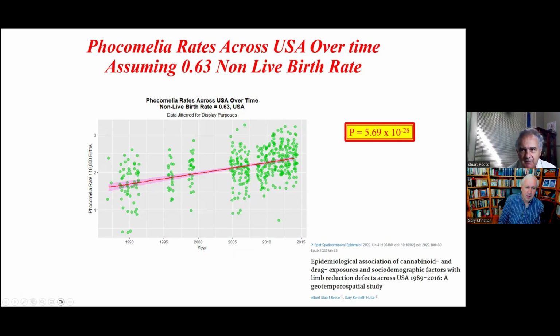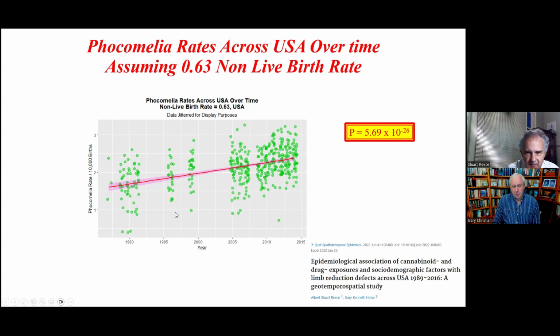Now just explain that phocomelia for us, please, Stuart. Well, phocomelia is the flipper limb we saw in the opening slides, where the hands attach directly to the shoulder. Okay. Now, the non-live birth rate: a lot of these babies, these fetuses, are aborted therapeutically because parents don't wish to have a baby with a severe deformity. So that's known as early termination of pregnancy for anomaly, ETOPFA. And the international rate in the big international series is 0.63.